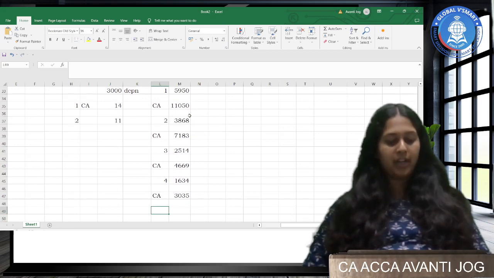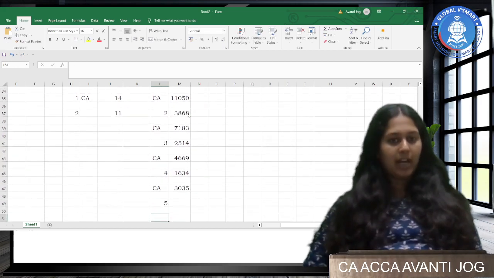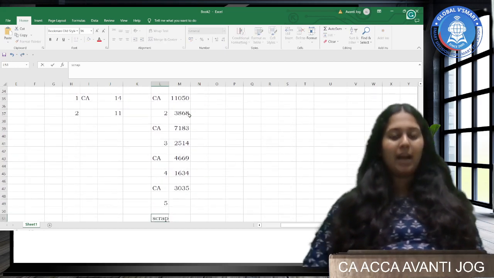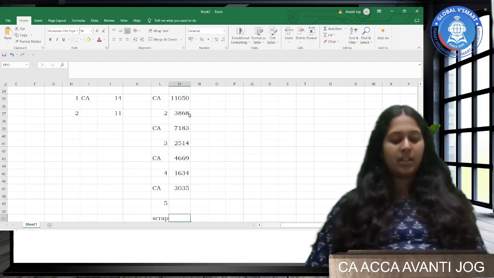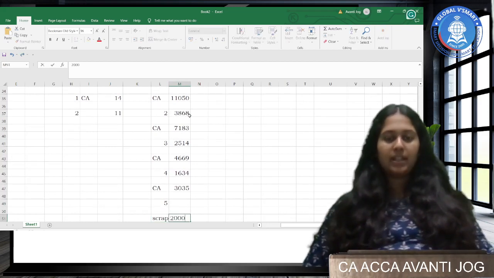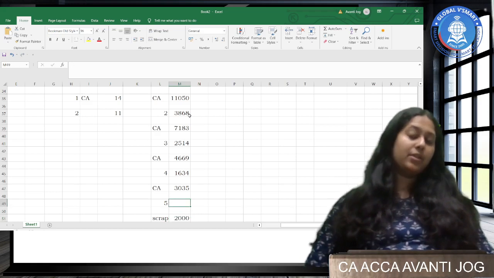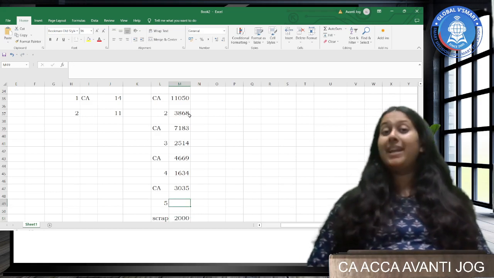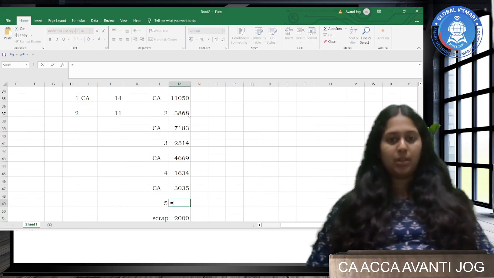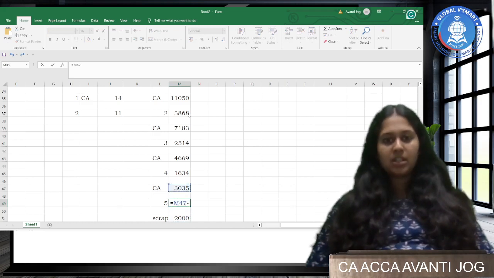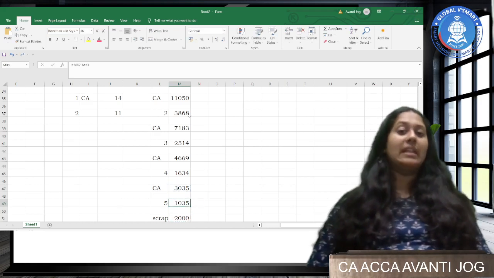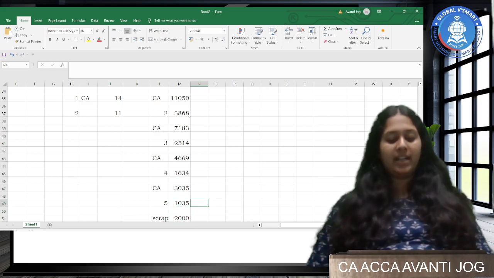Okay, and fifth year depreciation. Now, fifth year, I'm going to do something different. I'm not going to calculate the depreciation at 35% because I know at the end of fifth year, my asset's value is going to be 2000. I'm going to make it 2000 because the scrap value is 2000. So I'm going to just subtract whatever is the difference between these two and show that as the depreciation.